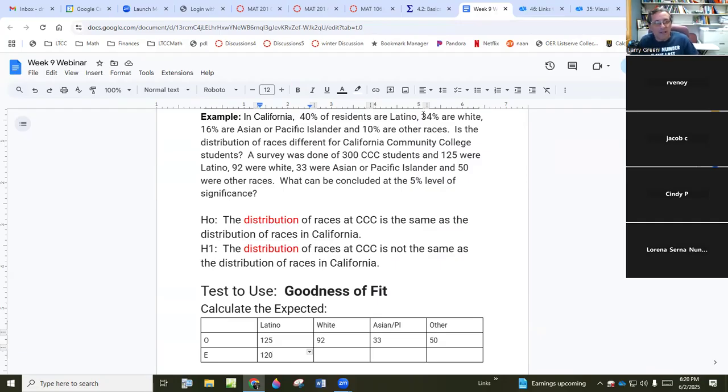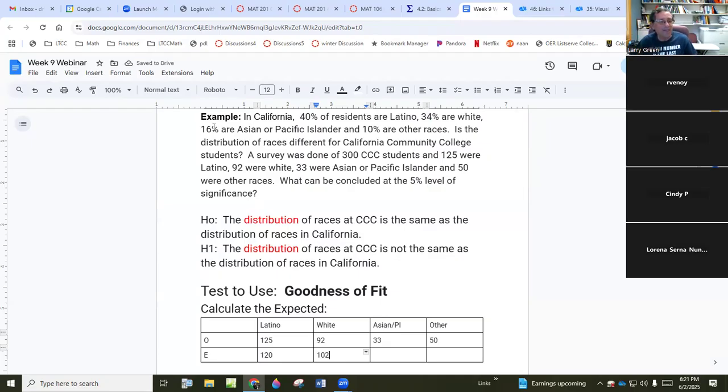Okay. We would expect 34% of them to be white. Well, what is 34% of 300? That's 0.34 times 300. And that is 106. Sorry, 102. I did my head wrong.